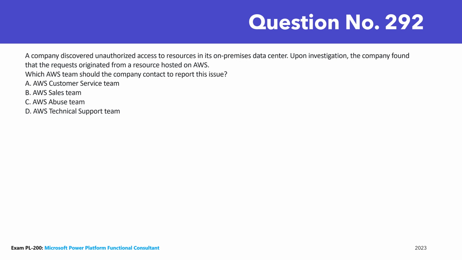A company discovered unauthorized access to resources in its on-premises data center. Upon investigation, the company found that the requests originated from a resource hosted on AWS. Which AWS team should the company contact to report this issue? A. AWS Customer Service Team. B. AWS Sales Team. C. AWS Abuse Team. D. AWS Technical Support Team. Correct answer, C.